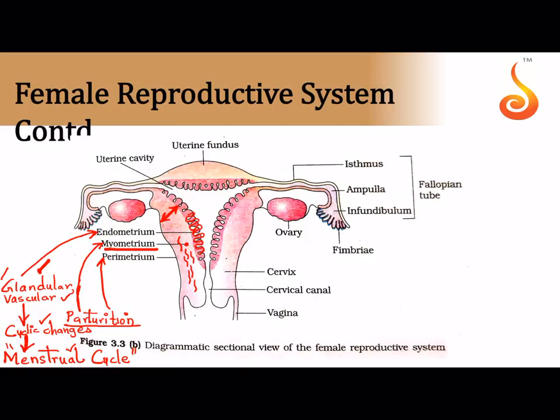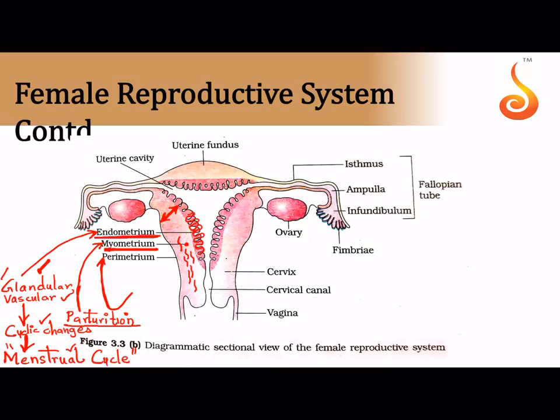All right. Moving on to the outermost layer, which is the perimetrium. It is a very thin and membranous layer. There is no specific function, it is just a protective covering. It's very thin and membranous. So I want you to remember the functions of the inner layer, that is the endometrium, and the middle layer, that is the myometrium. Is that clear?